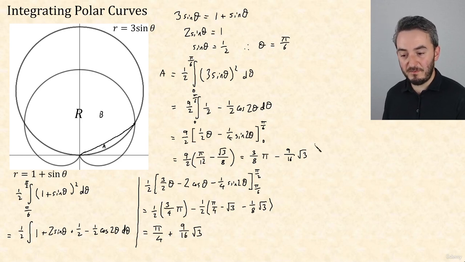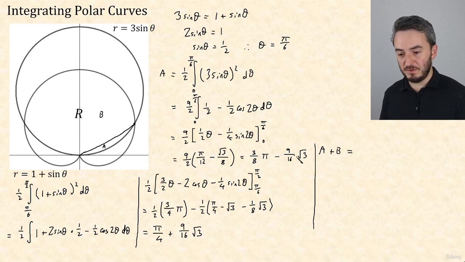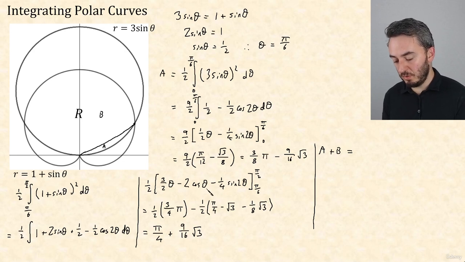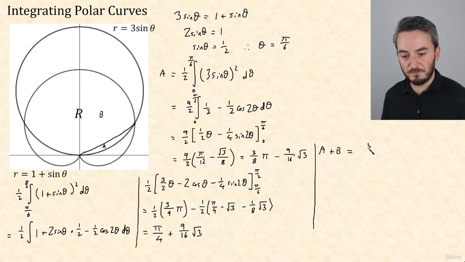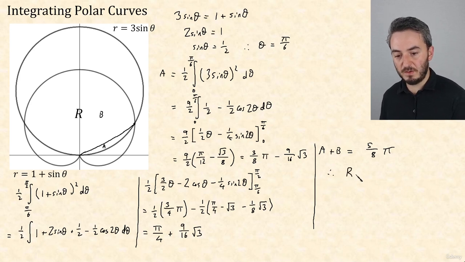Okay, I now have A and I have B. So my A plus B, this was A, and this was B. Notice that the 9 over 16 root 3's actually cancel, which is lovely, leaving me with 3/8 pi plus a quarter pi. So 3/8 pi plus a quarter pi is 5/8 pi. But that was just half of the region. So the region R is double that. And I ended up with R equals 5 over 4 pi.